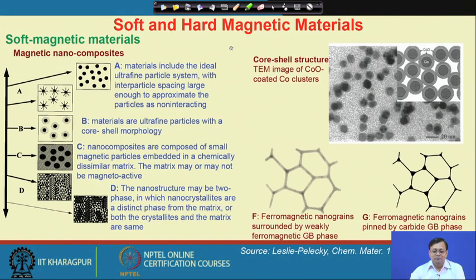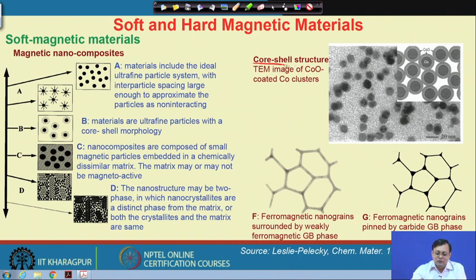So, one example I would like to show you here is a core shell type of microstructure with a cobalt oxide and a cobalt cluster. So, I have cobalt inside and I have cobalt oxide present on the outside as a shell. So, this is a typical core shell type of microstructure.